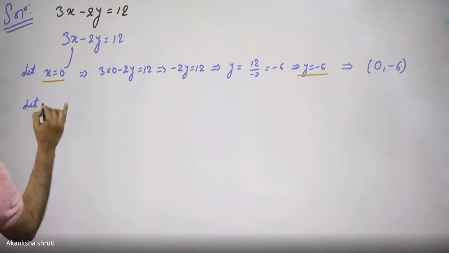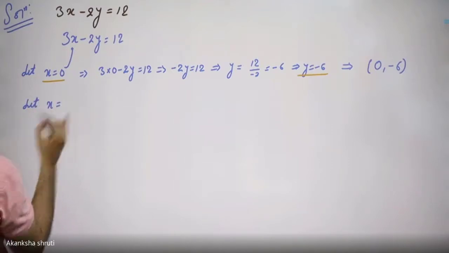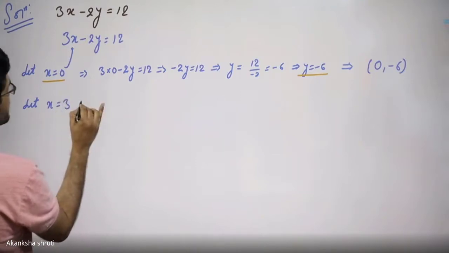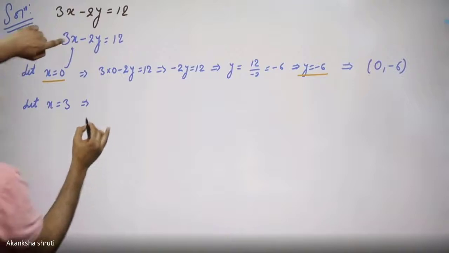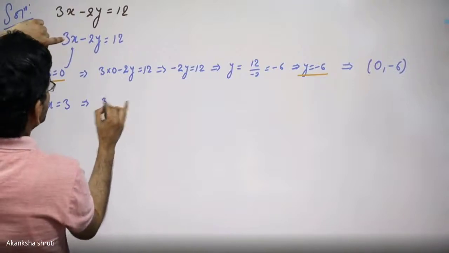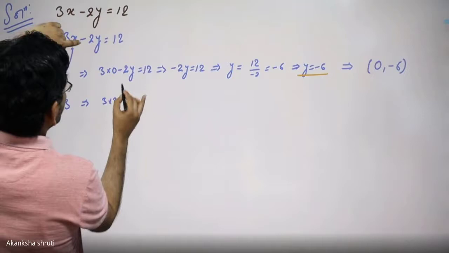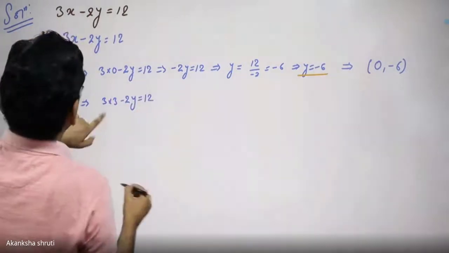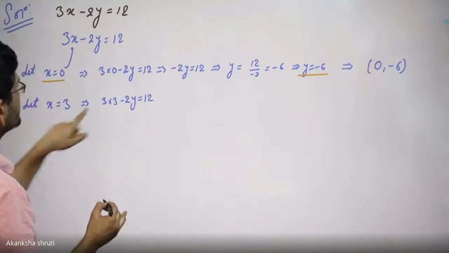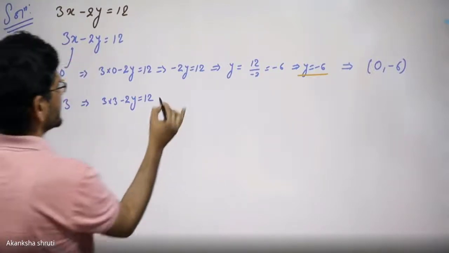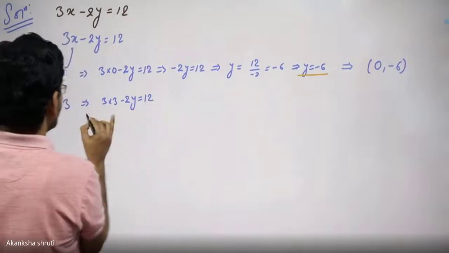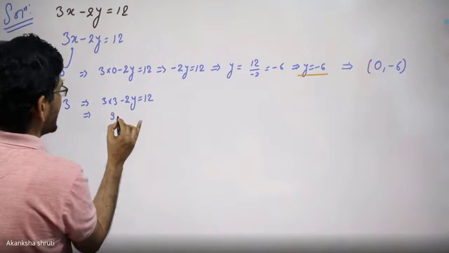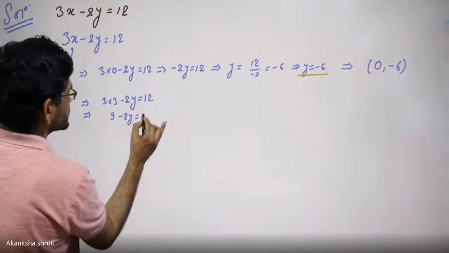Let us take x = 3. Then we have to find y. Substitute 3 here, students: 3 into 3 minus 2y equals 12. Whatever value we have assumed, we have substituted in this equation. We need to simplify it, so be careful. It is 9 - 2y = 12.